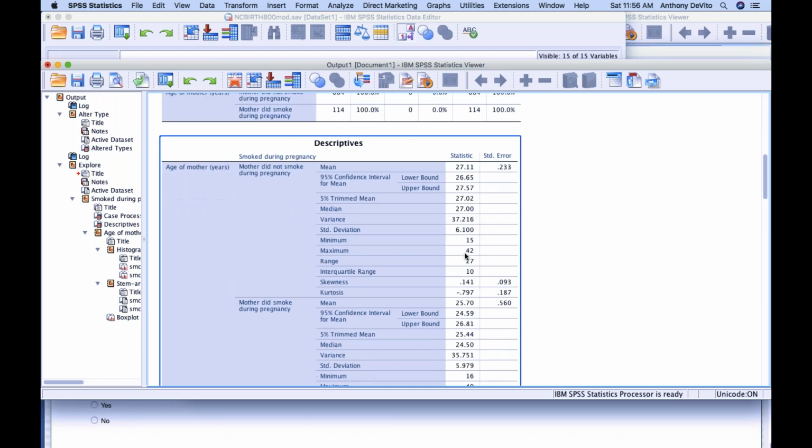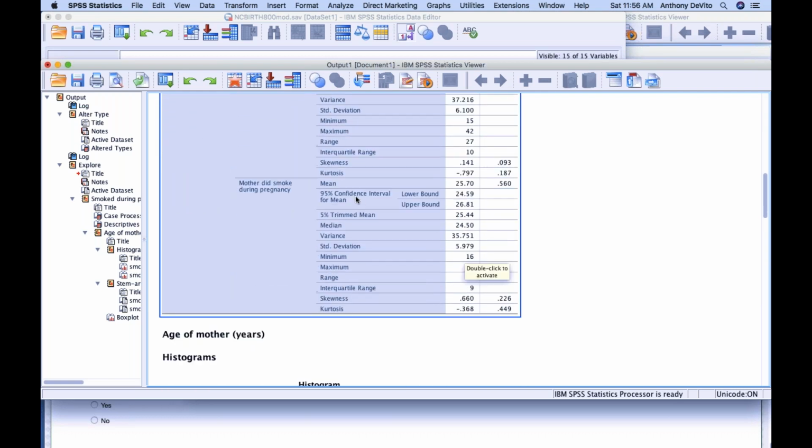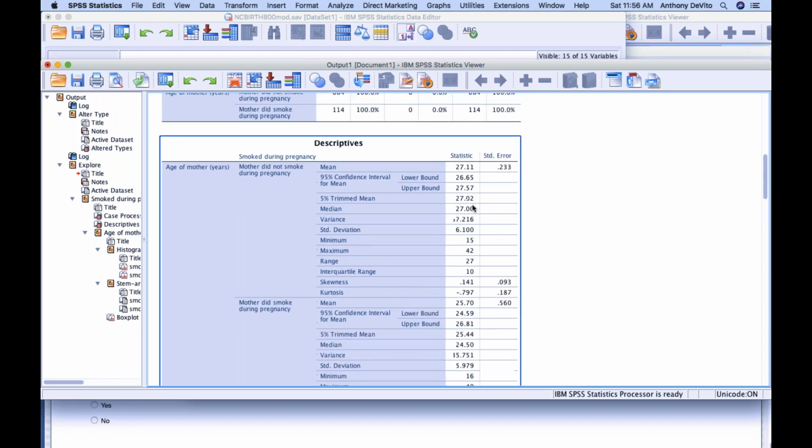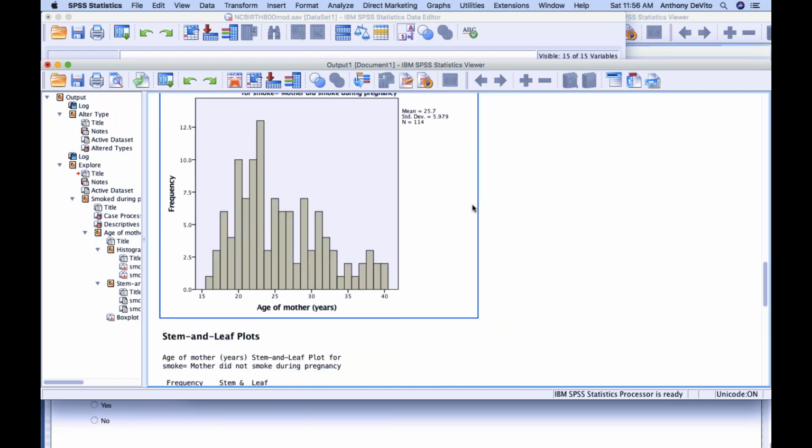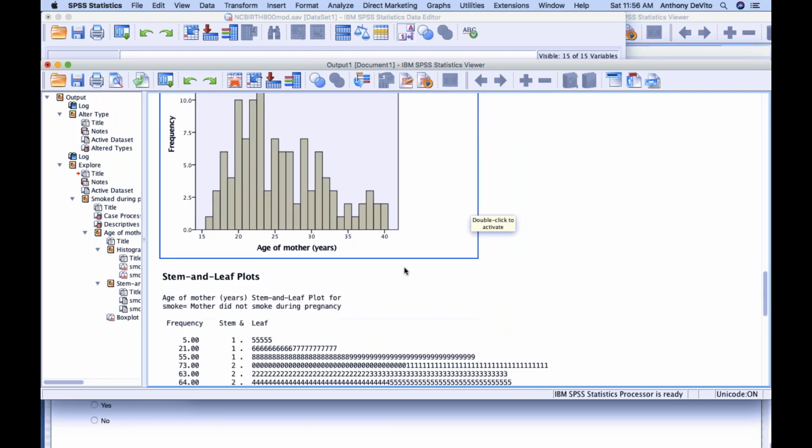Well, we saw that, didn't we? We saw that among mothers who smoked, the mean was 25.2, and the median was 24.5. So the mean was being pulled to the right, toward the higher numbers, right? It would look quite a bit different as opposed to mothers who did not smoke. So it does look like this is skewed to the right.